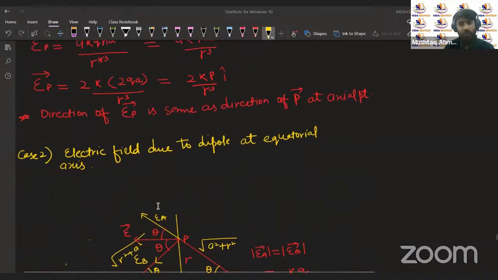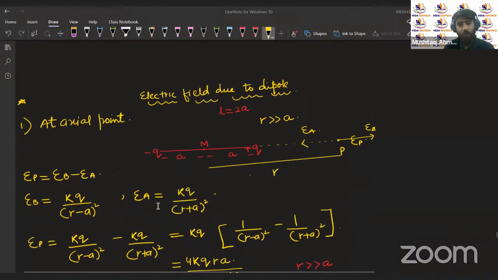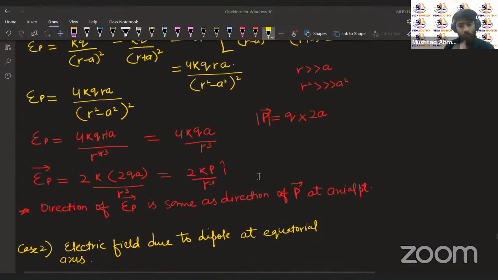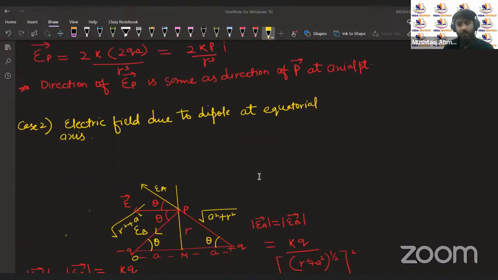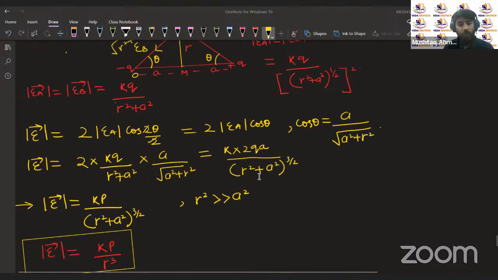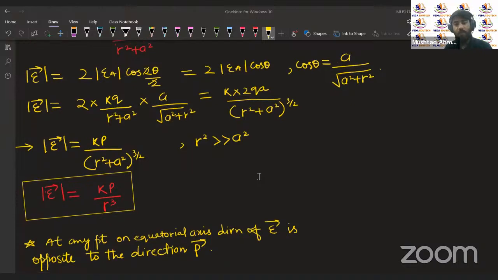One was the electric field due to a dipole at the axial point, and at the axial point we found that the electric field due to the dipole is 2kp upon r cube, right? And in the second case we discussed the electric field due to a dipole at the equatorial axis, and there we found that the electric field is kp upon r cube, right?